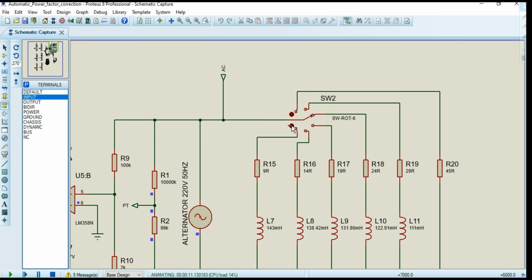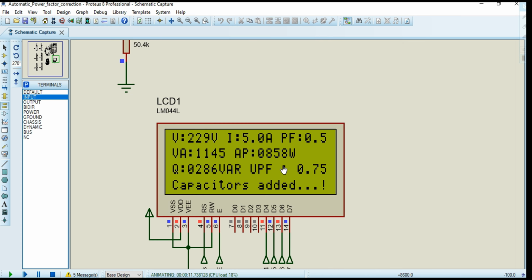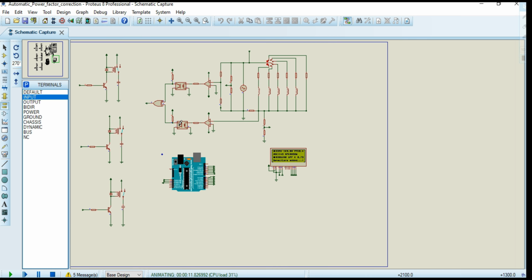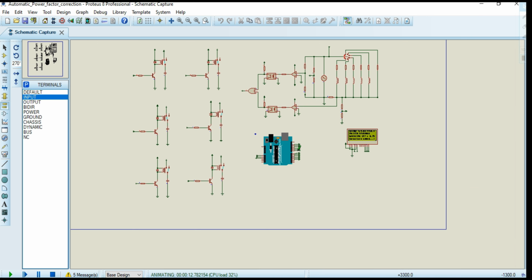Now switch to the next load. Further, the value of inductance is increased. So due to the increase of this inductance value, the power factor will further decrease. You may see on the screen the power factor is further decreased to 0.4, and due to the decrease of power factor, further capacitors are added into the system. Right now the updated power factor is 0.79.